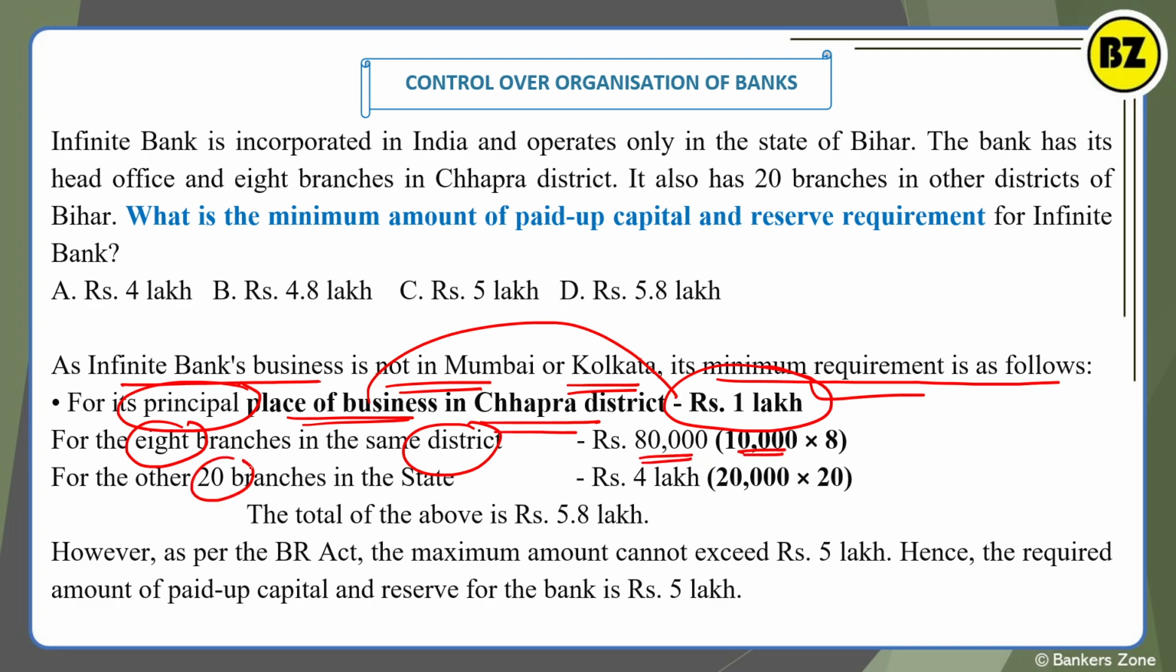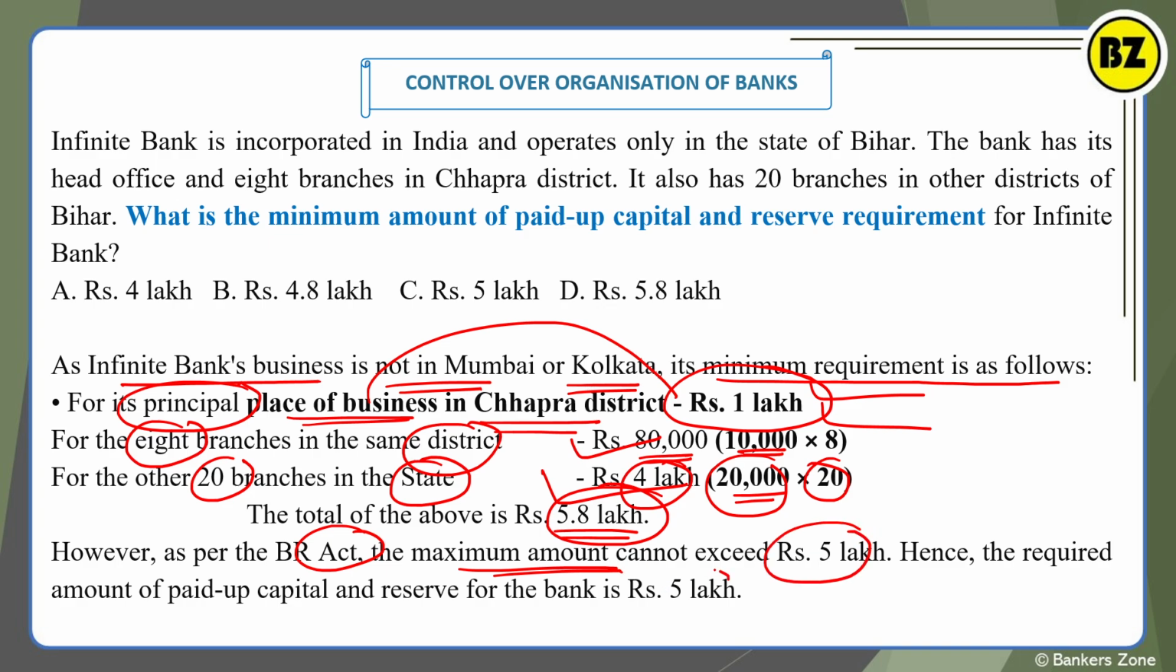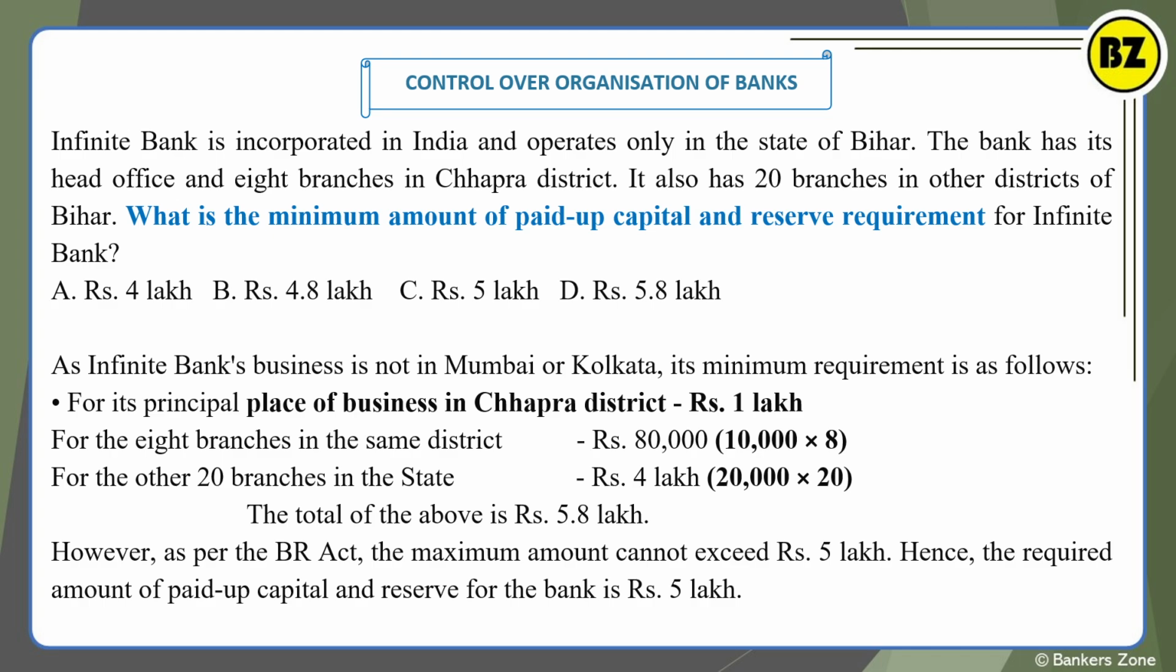They have 20 branches in the state, right? So for each branch, they have to bring 20,000. So 20,000 into 20, so 4 lakh they have to bring. That 4 lakh plus 1 lakh plus 80,000 will be 5 lakh 80,000, that is 5.8 lakh. But as per the BR Act, the maximum ceiling is 5 lakh, right? So they have to bring only 5 lakh, not 5.8. So 5 lakh will be the answer. In that way, you can expect some numerical questions also.